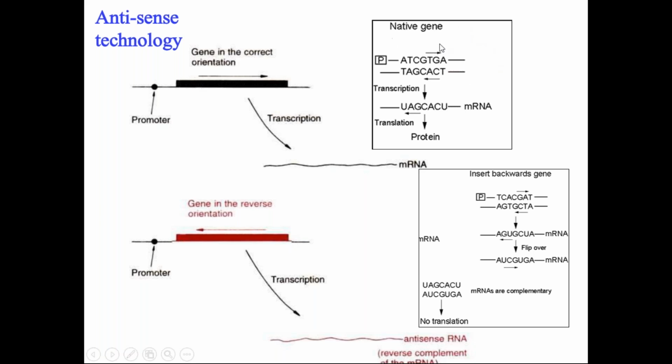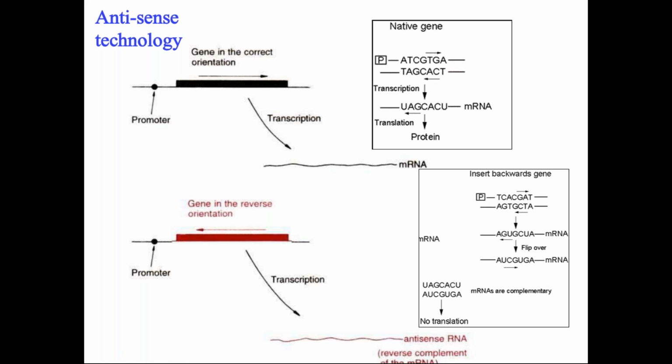So to give you an example, if this is the sequence of the native gene ATCGTA with TAGCAT, it is put back in backwards, so it gives you AGTGCTA. So it is put back in the reverse direction, and so when the mRNA is formed from this, there will be no translation. So therefore, the protein will not be expressed.